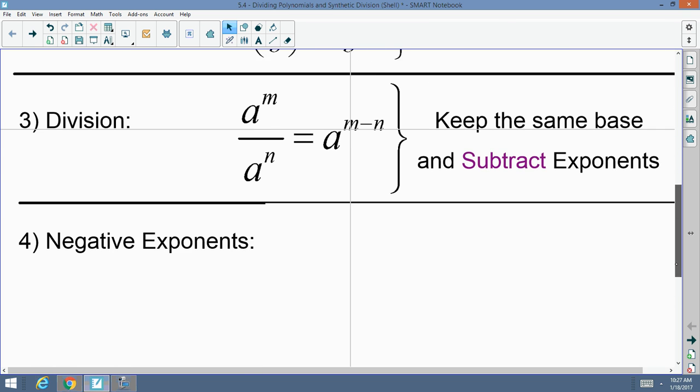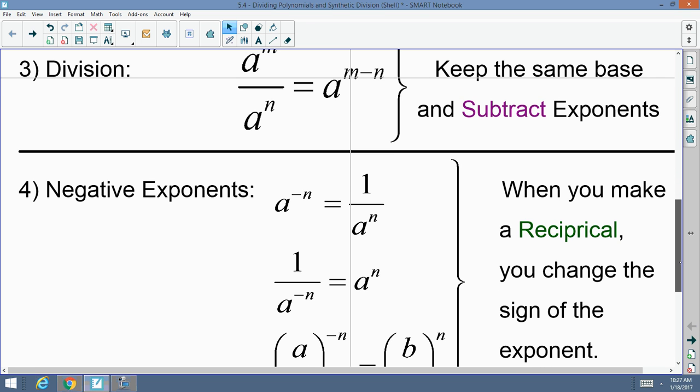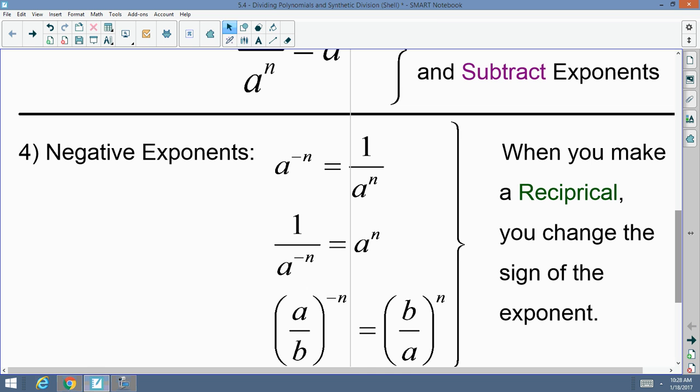We have negative exponents. Hopefully you remember that a to the negative n can be rewritten as 1 over a to the n, or 1 over a to the negative n can be rewritten as a to the n in the numerator. So when you make a reciprocal, you change the sign of the exponent. What that means is, if I have a negative exponent in the numerator, I bring it to the denominator and make it positive. If I have a negative exponent in the denominator, I bring it to the numerator and make it positive. Okay?